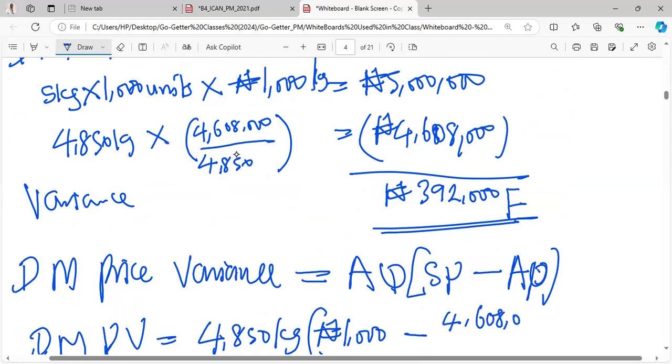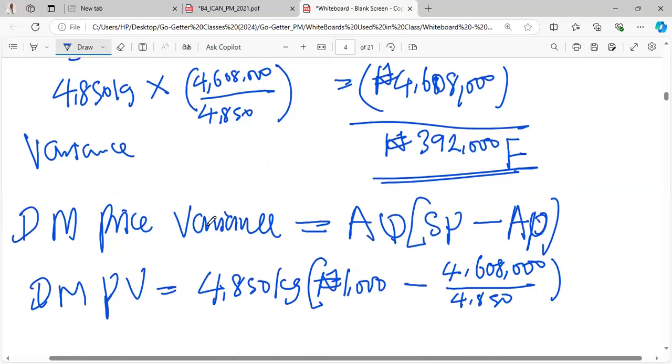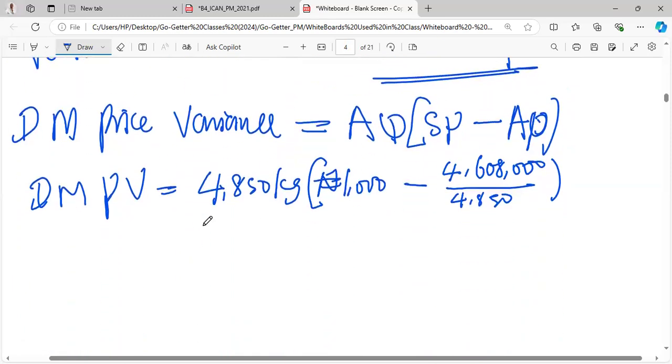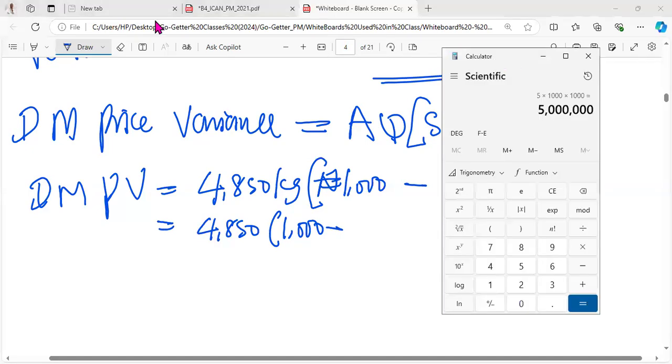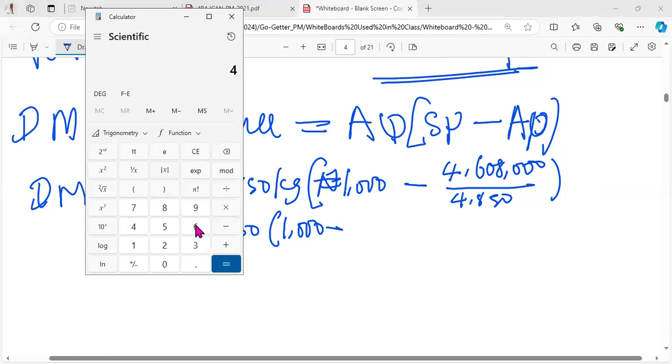4,608 divided by 4,850. So we will now do it further. This one will give us 4,850 multiplied by 1,000 minus. Let's do it step by step. Somebody has given us 950 before. Let's confirm.